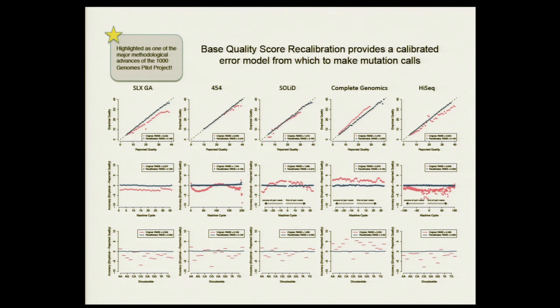So for example, 454 has very long reads, and perhaps the quality scores are more accurate, but they have crazy biases along the length of the read, right? The beginnings and ends of the reads are grossly overestimating or underestimating the quality scores, while in the middle of the reads it's fine. So this would create crazy effects when you try to call mutations. Everyone see why that's bad?